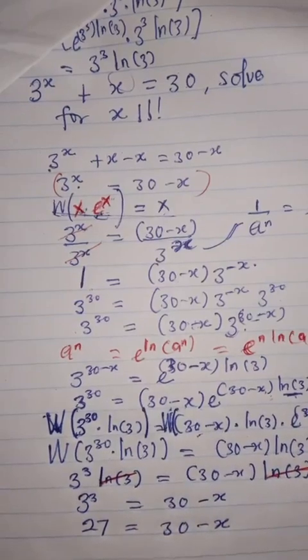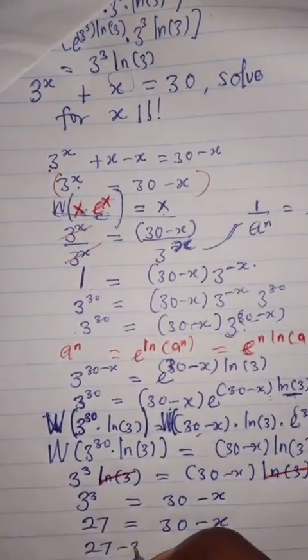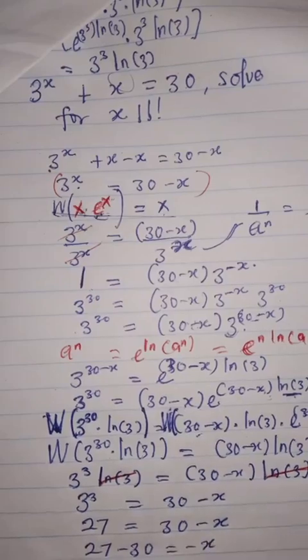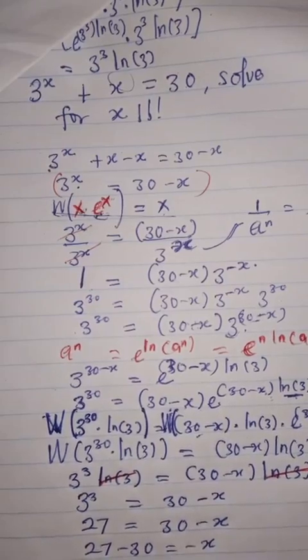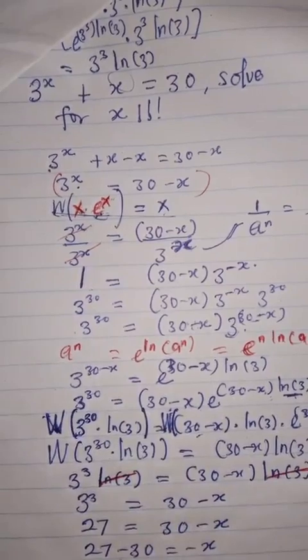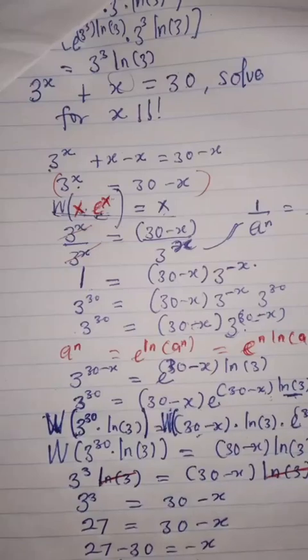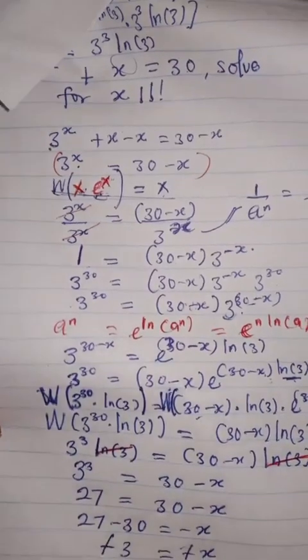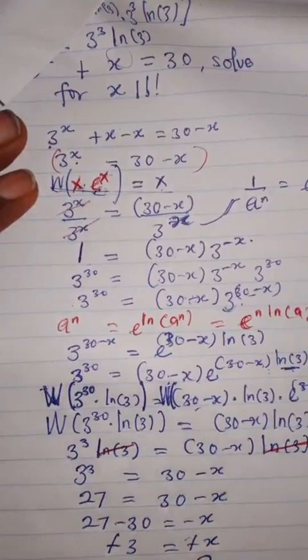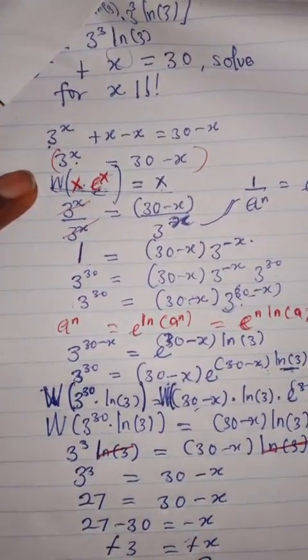So we collect the like terms, that will be 27 minus 30 is equal to minus x. So that will be minus 3 is equal to minus x, so minus cancels minus. So I have the value of x is equal to 3. So the value of x is equal to 3. So that satisfies the question. Then the question is solved.